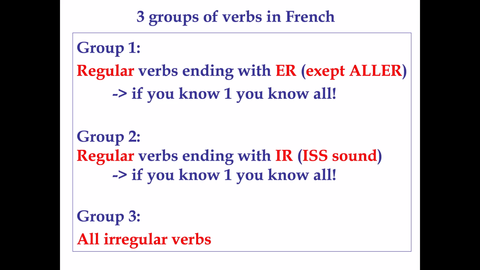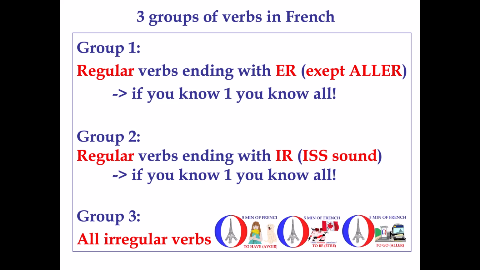Group 3 are all irregular verbs, only one ending with ER, aller, some ending with IR, and all the verbs ending differently than with ER or IR. The not so good news is that for Group 3, you will need to learn how to conjugate a lot of different verbs. You can already check the videos for avoir, être, and aller.